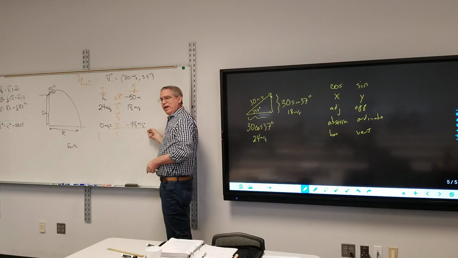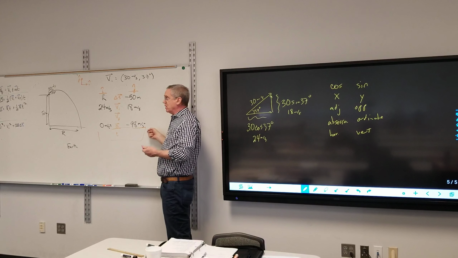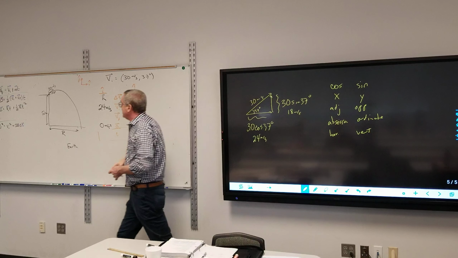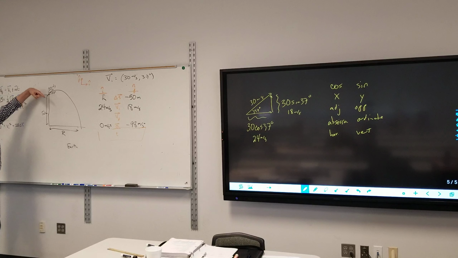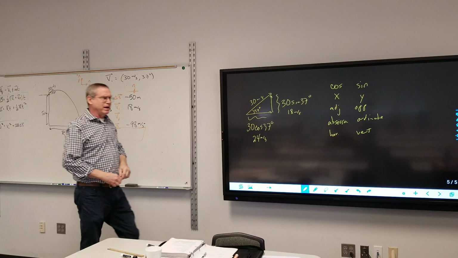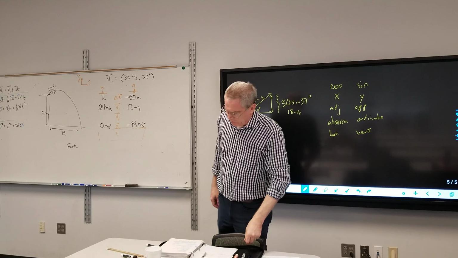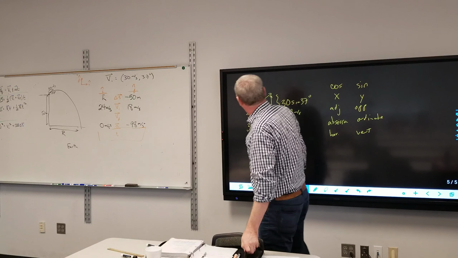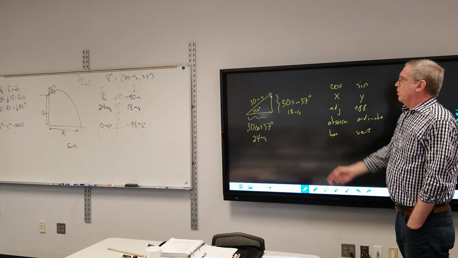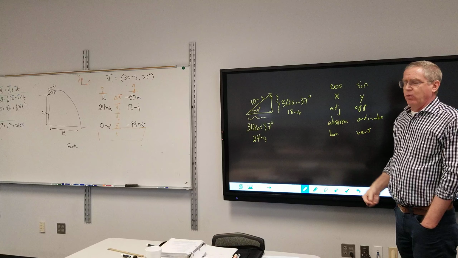If it's all positive or all negative, you're going to get a different answer, a wrong answer. If you made 18 negative, that is as if this thing was being thrown downwards at a 37-degree angle, or negative 37-degree angle, however you want to word that. So we now have the same setup as before.